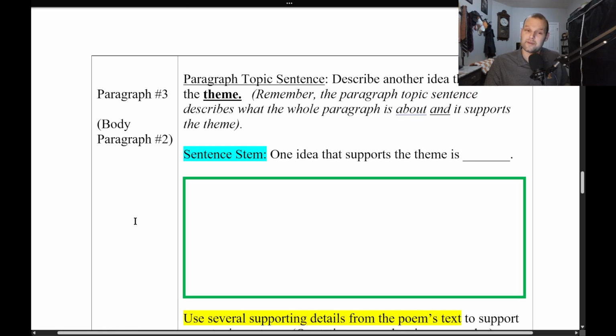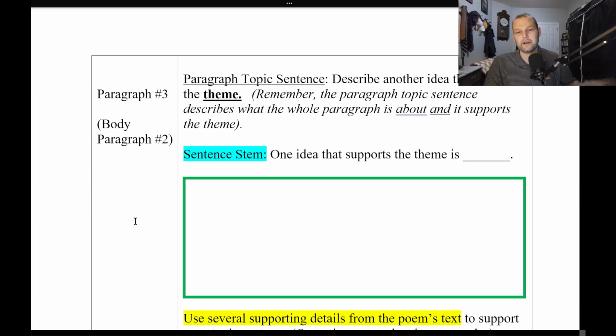You're going to repeat that same process for your second body paragraph. So describe another idea that supports the theme. Remember, the paragraph topic sentence describes what the whole body paragraph is about, and it supports the theme.